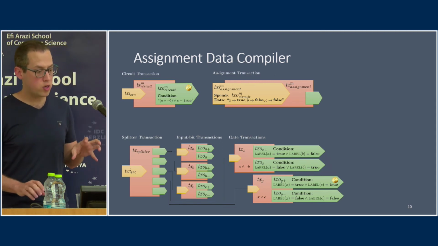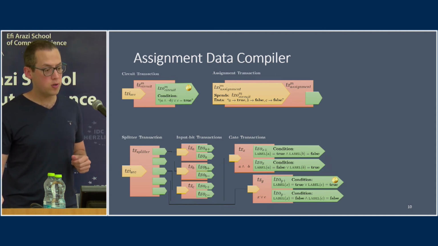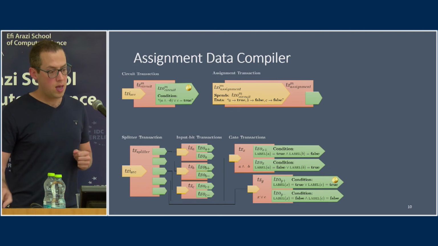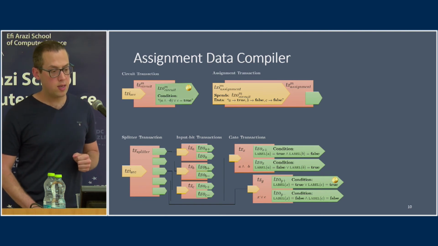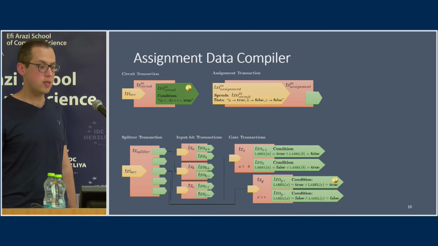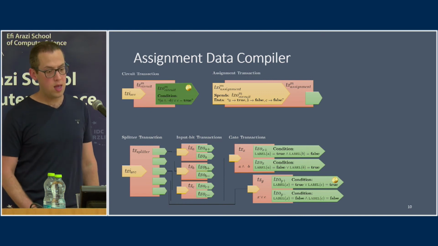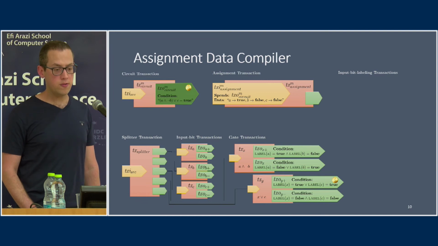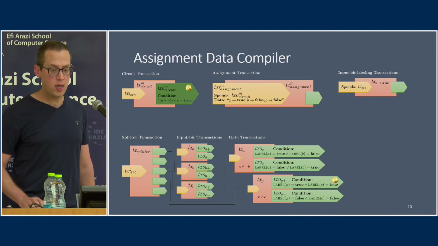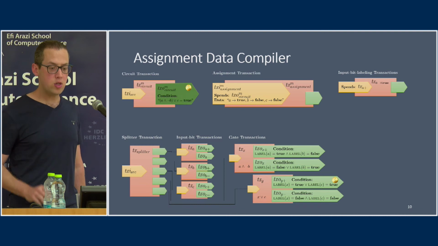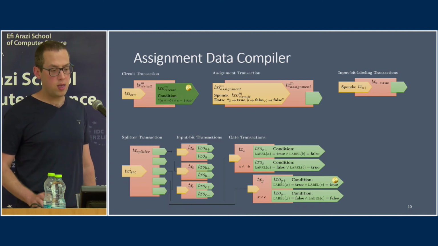So we have a transaction which assigns the values true, false, and false to A, B, and C, and it references the output of the circuit transaction. The way we compile it is by creating input labeling transactions first. First, we create a transaction that labels the transaction A as positive. It spends the positive output of the transaction A.